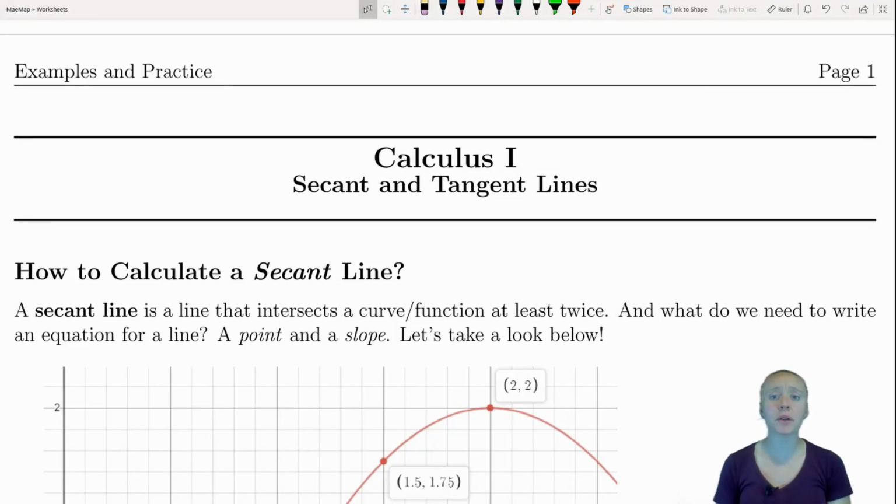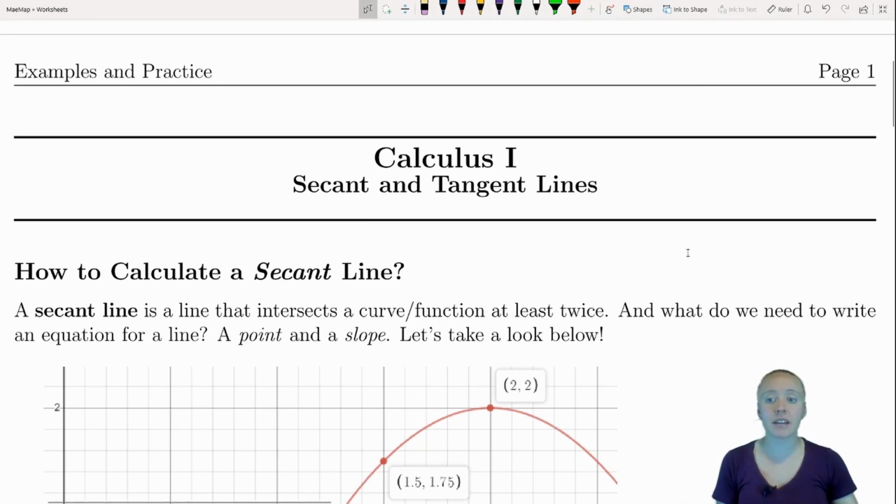In today's video, we're going to go over the definitions of a secant line and a tangent line. That way you can better understand why we're learning how to take the limit and then how that applies to the derivative once we get into that. But for now, let's just go over what a secant line is. So how do you calculate it?